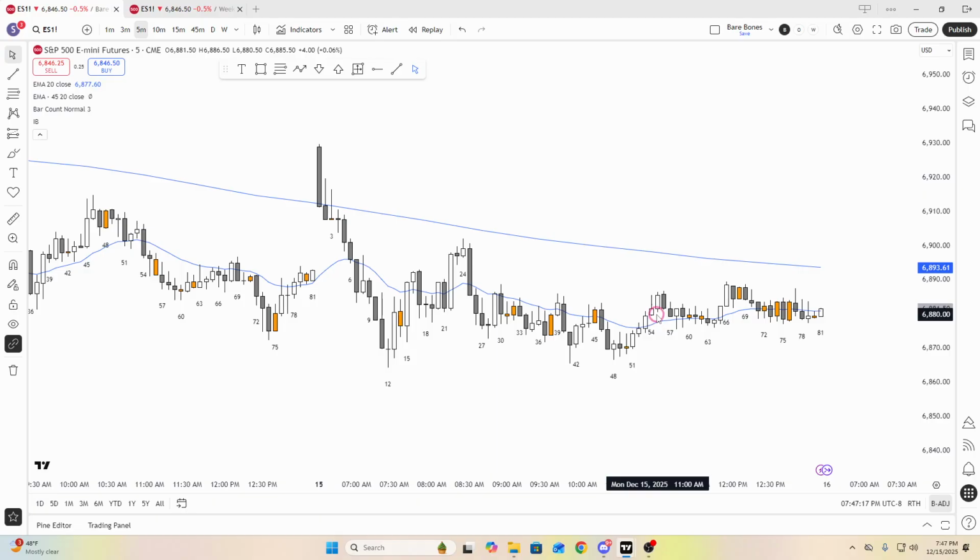51 through 55, trying to get its own second leg. Shallow pullback from 56 to 64 low. What the heck?